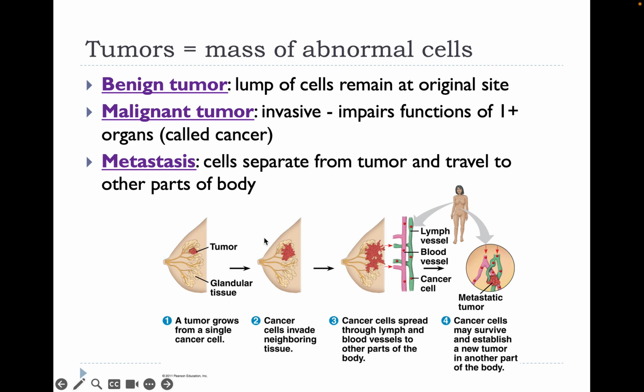For example, let's talk about breast cancer. If a tumor grows from a single cancer cell, in a breast we have this little red tumor here. Those cancer cells invade neighboring tissues. And the cancer cells can spread through the lymph and blood vessels to other parts of the body. The cancer cells may survive and establish a new tumor in another part of the body. That's called a metastatic tumor, a tumor that's begun to grow but has been seeded by another tumor somewhere else.